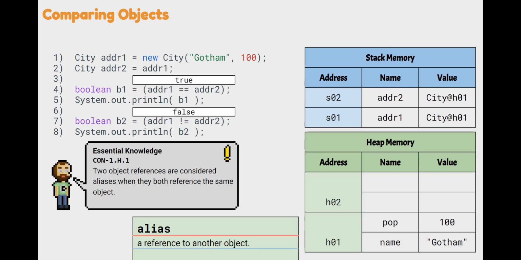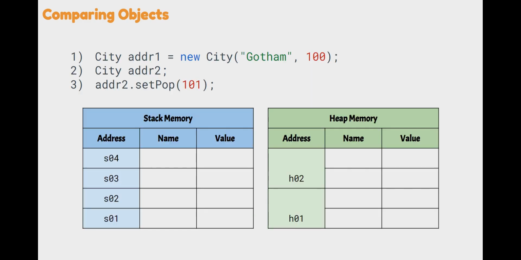An alias is a reference to another object. This aligns with our essential knowledge. Two object references are considered aliases when they both reference the same object. We have another slightly similar code segment.